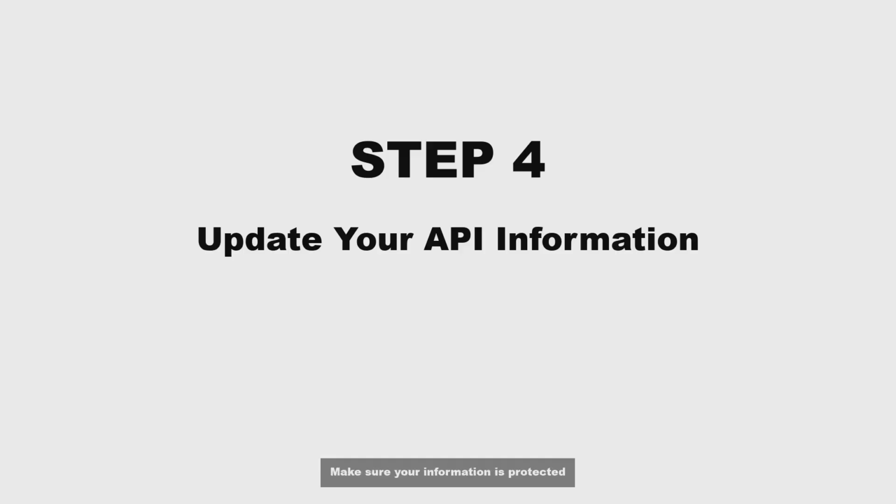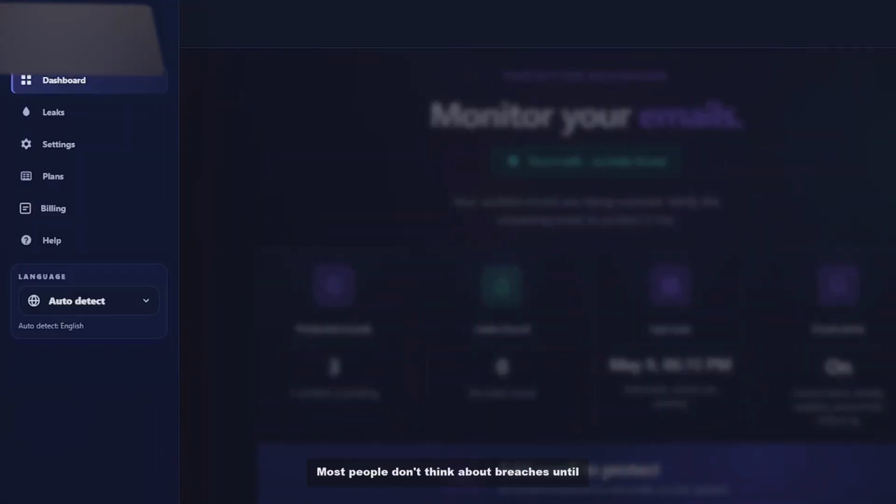Step 4. Update your API information. Make sure your information is protected first.